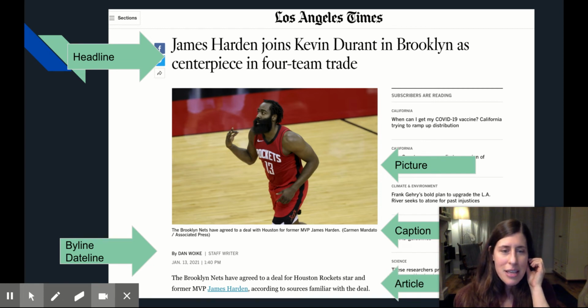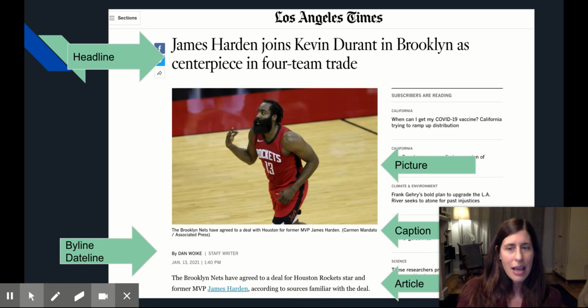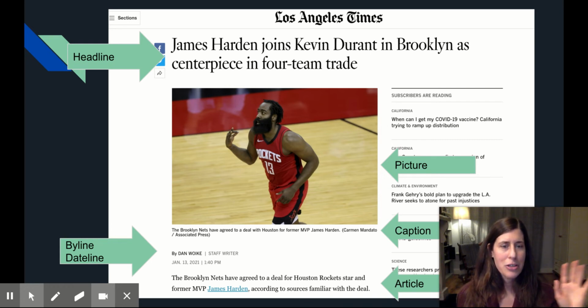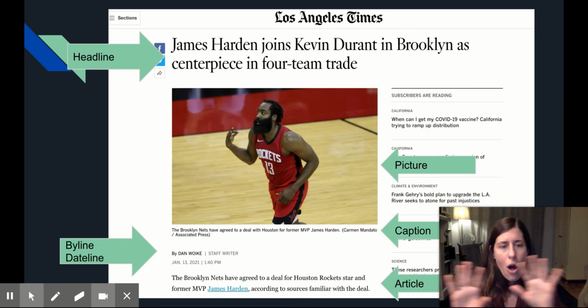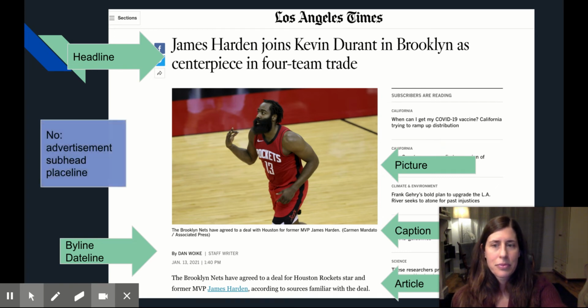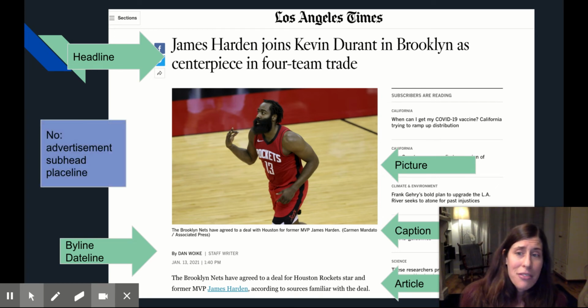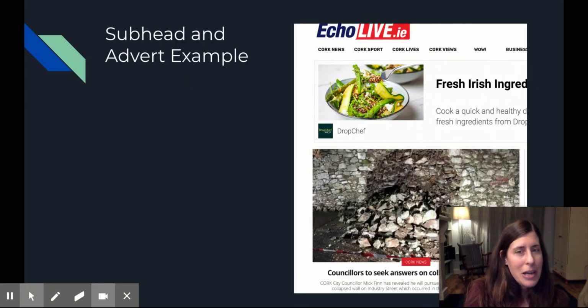And then the article itself starts underneath all of that. So what's important to know is that the headline, the byline, the dateline, the picture, the caption, whether it's in print or online, that's often all ahead of the article. So that all previews the article. This one doesn't have an advertisement, a subheading, or a placeline. So I found a couple of examples for you of that in other places.